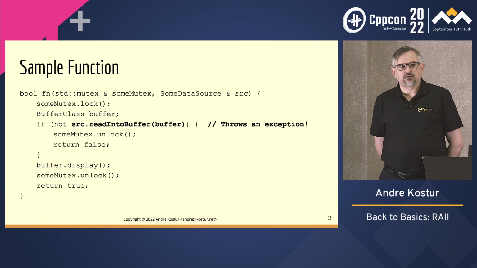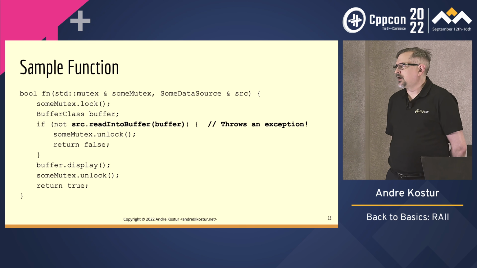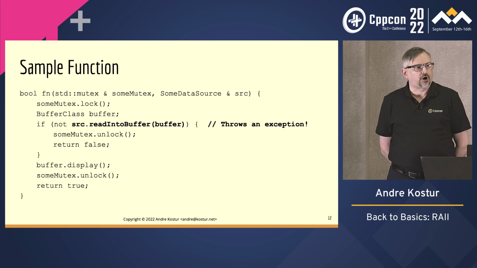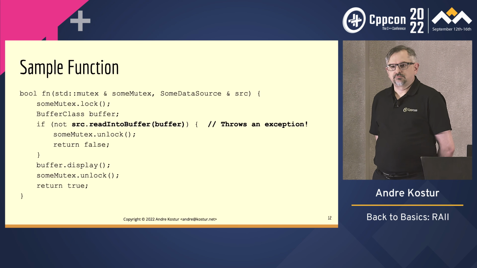What happens if reading into a buffer throws an exception? Here we go again. Your function exits. I have forgotten to unlock the mutex. Recipe for deadlock. Okay, this is still solvable.